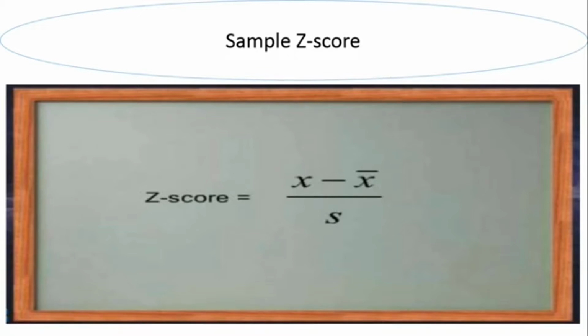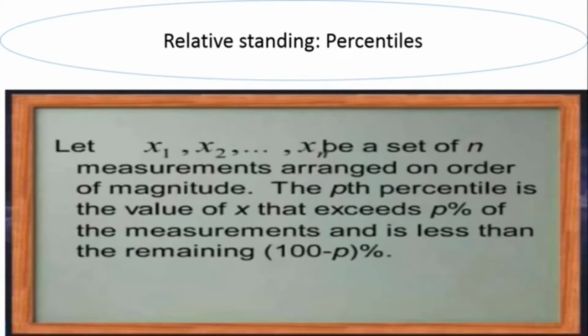So another relative standing is percentiles. If you have n observations, x1, x2 to xn, and we suppose that our measurements are arranged in order of magnitude, the pth percentile is the value of x that exceeds p% of the measurements and is less than the remaining 100 minus p%. So that's the percentile of our sample.